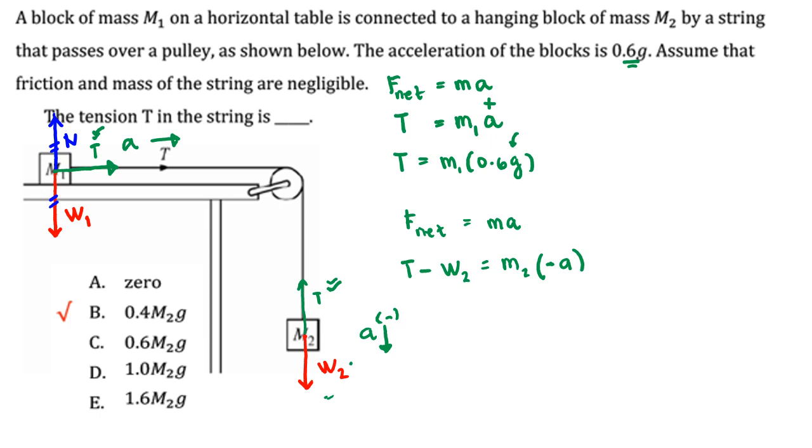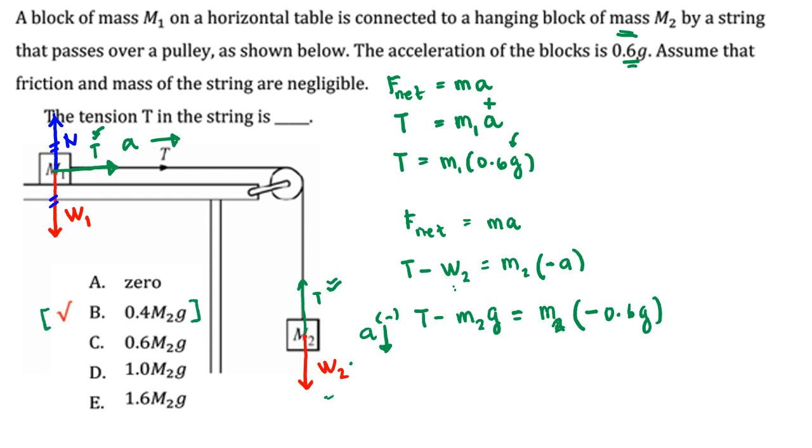We have tension minus the weight W2, which is m2 multiplied by the magnitude of the acceleration due to gravity g, equal to m2 multiplied by the acceleration, and we substitute a with this value, negative 0.6 g. Let me just make this clear. This right here is m2. If we look at the choices, B is actually the answer here.